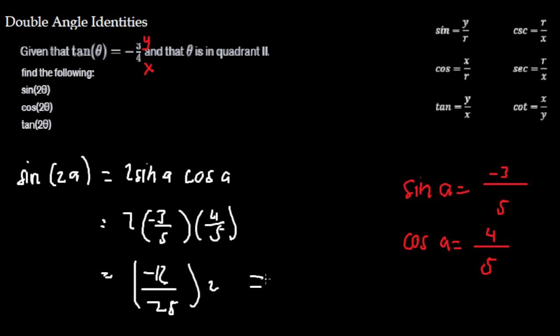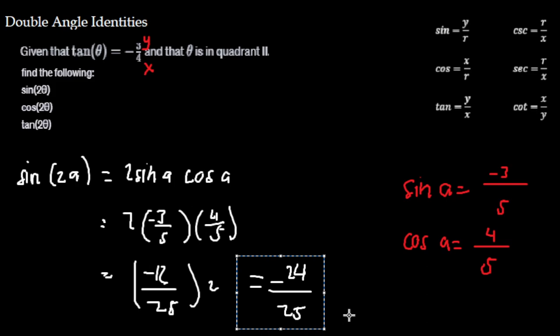So, ang ating final answer ay, hindi ko alam. Check ko sa calculator. Negative 24 over 25 ata. Negative 12 times 25 times 2. Yeah, is equal to negative 24 over 25. So, this is the value for the double angle identity of sine.